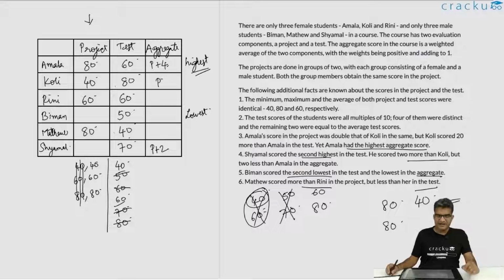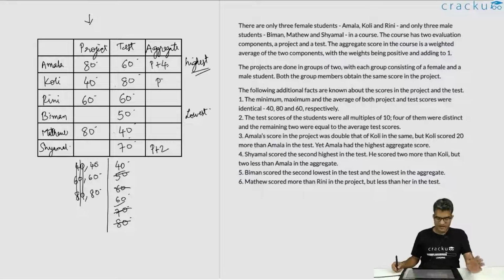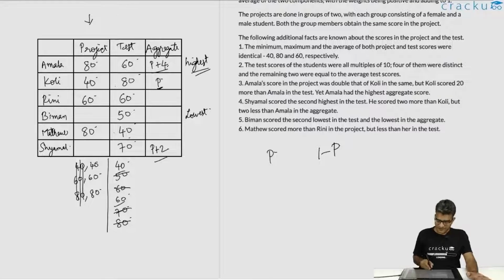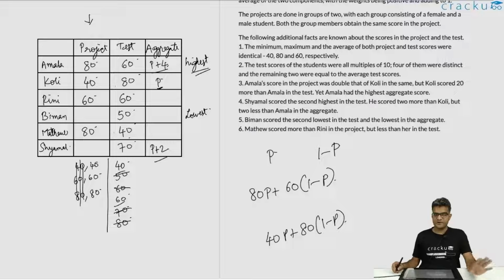Using this, we can actually calculate the coefficients for project and test. How can we do that? Because the aggregate scores of Amala and Kohli differ by 4. Because if Kohli scored P in aggregate, Shyamal scored P plus 2 and Amala scored P plus 4. So if you assume that the coefficient of project is, say, P, the coefficient of test will be 1 minus P. So the aggregate score of Amala will be 80 into P plus 60 into 1 minus P. The aggregate score of Kohli will be 40 into P plus 80 into 1 minus P. And the aggregate score of Kohli is 4 less than that of Amala. So this plus 4 will be equal to this.